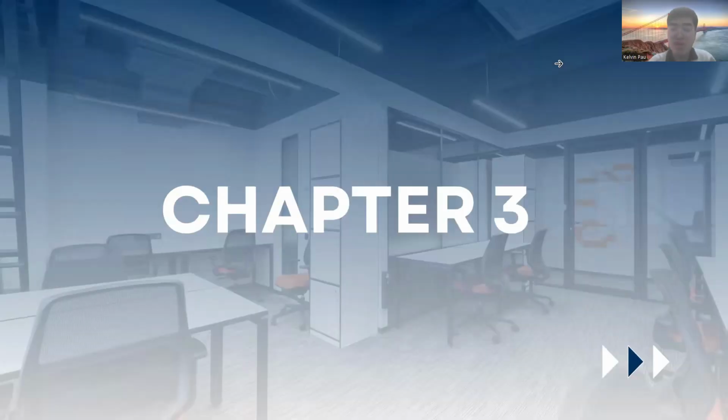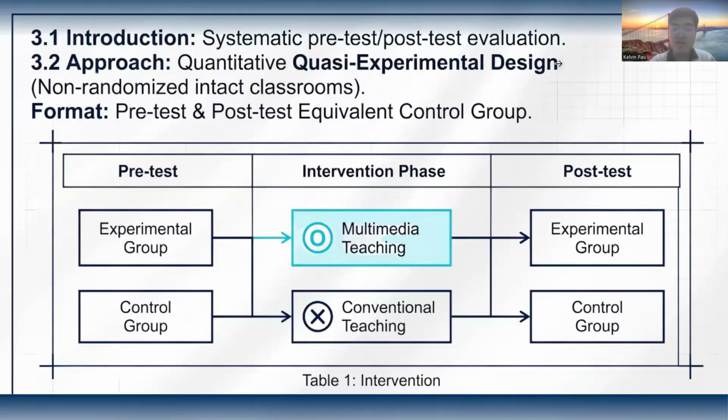And next, we will look into the Chapter 3 methodology of this research. First is the research design. This study adopts a quantitative quasi-experimental design, and two groups are involved: the experimental group, which is taught using the multimedia teaching method, while the control group is taught using the conventional method. This allows me to make a comparison between the two teaching strategies.